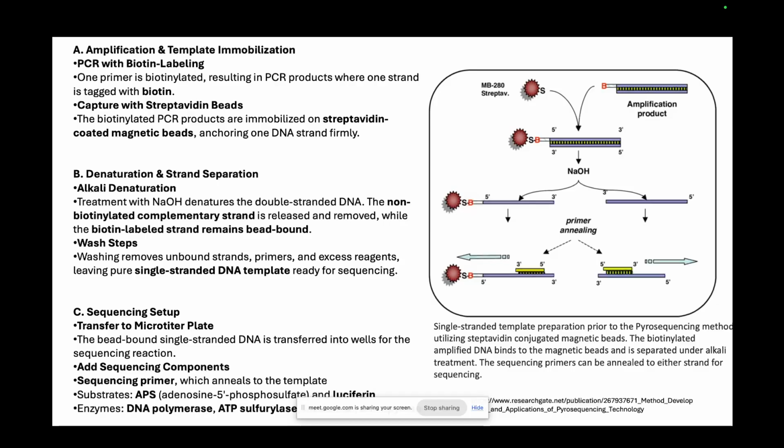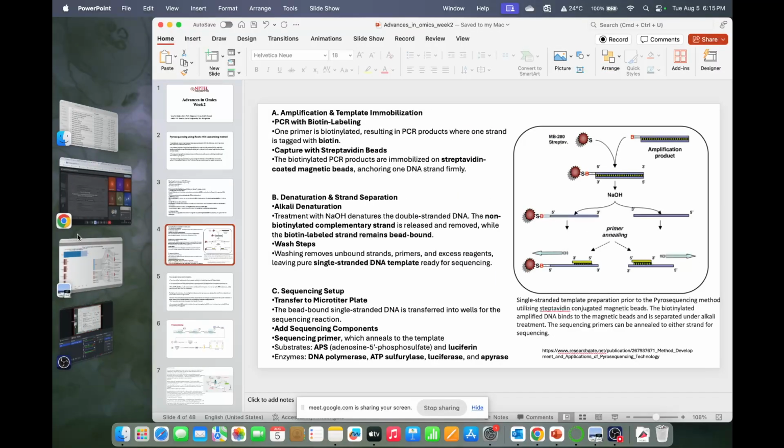If we go into details, this is more focused on the pre-processing part of the sequencing: how you do the amplification and strand separation, and set up the sequencing experiment. In amplification, you do PCR with biotin-labeled primers. One primer will be biotinylated, resulting in PCR products where one strand is tagged with biotin, and this biotin is captured with streptavidin beads. Streptavidin can be used interchangeably with other compounds that act similarly. It is basically just holding the bead in one place, and the biotinylated PCR products are immobilized on these streptavidin-coated magnetic beads, which anchors one DNA fragment.